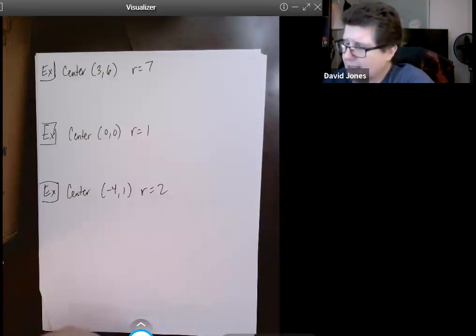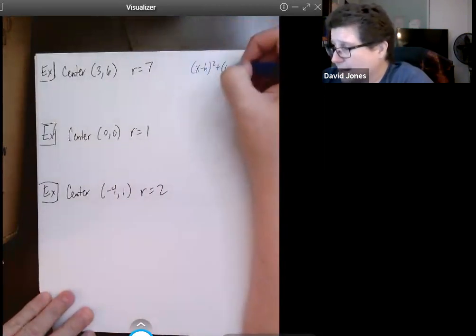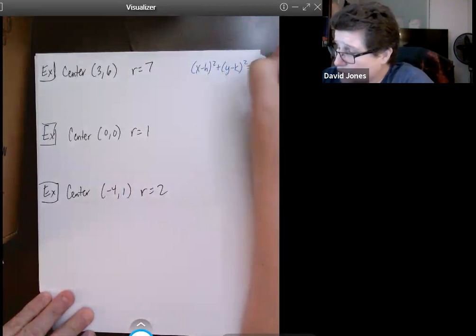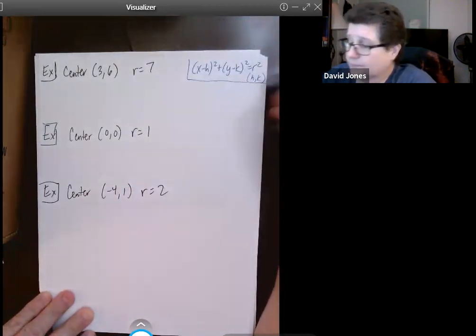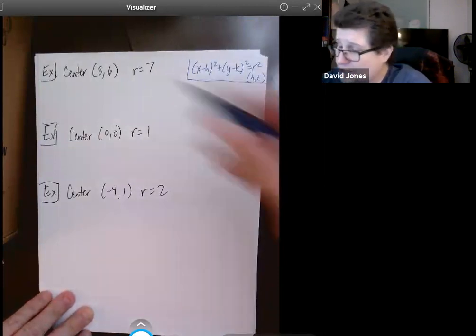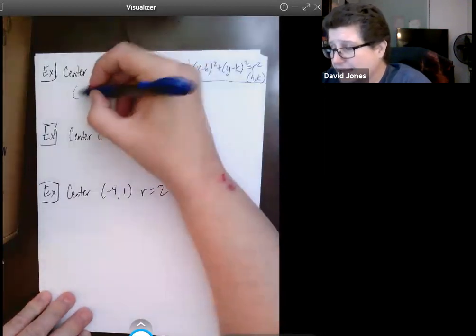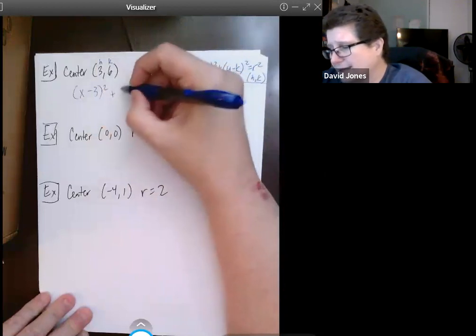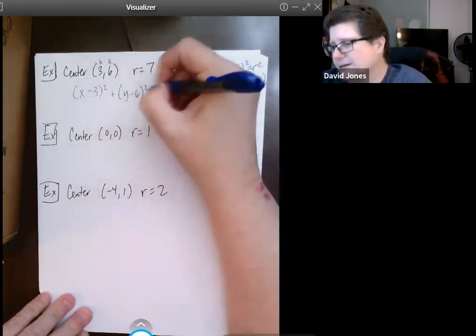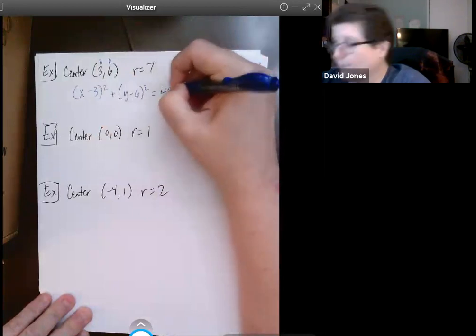So just plug these in. Remember, we've got (x − h)² + (y − k)² = r², and the center is (h, k). My h here is 3, my k is 6. x minus h is x minus 3 squared, y minus k is y minus 6 squared, equals r squared, which is 49.